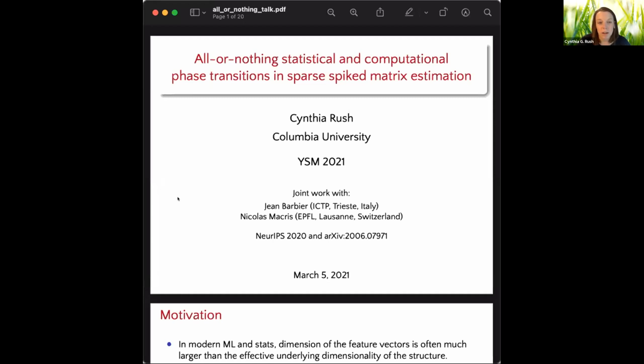So many folks believe that if AMP fails, no other algorithm is going to work either.